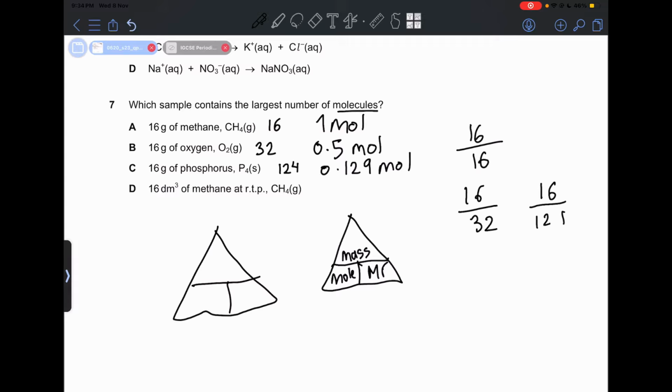And for this one, you're going to use the gas. You're going to be using another formula, which we know, which is over here, 24. And this is the volume, and this is the moles. So we already have the volume, which is 16 decimeter, and you're going to divide that over the 24, and you're going to get 0.666 moles. So actually the highest number of moles over here is the 1 mole, which belongs to the 16 grams of methane. So our answer is going to be A.